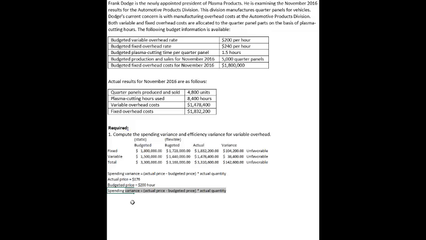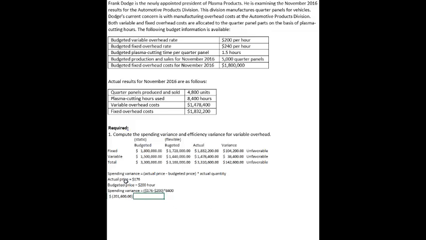So the difference here, 176 minus 200. My spending variance equals the 176 minus the 200 times the 8,400 hours that I actually spent on the plasma cutting machine. So if I do that math, order of operations is very important here: 176 minus 200 times 8,400. So I have a negative $201,600 variance.